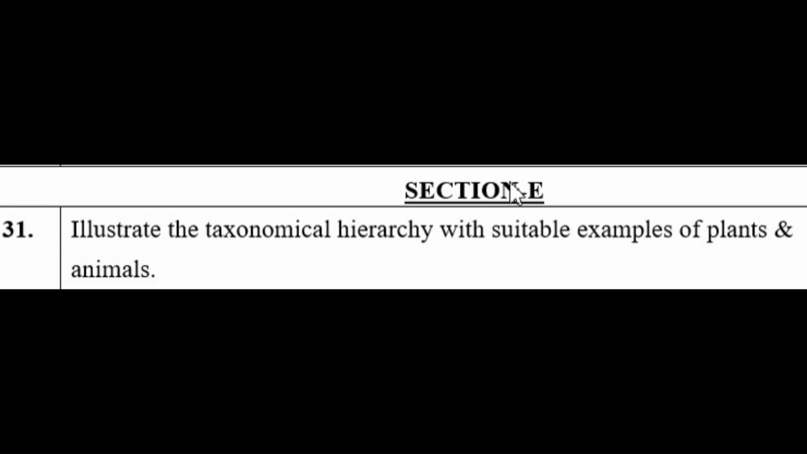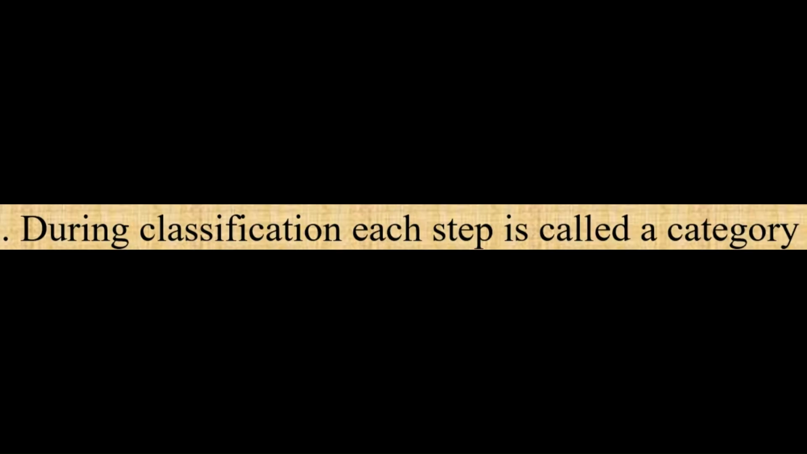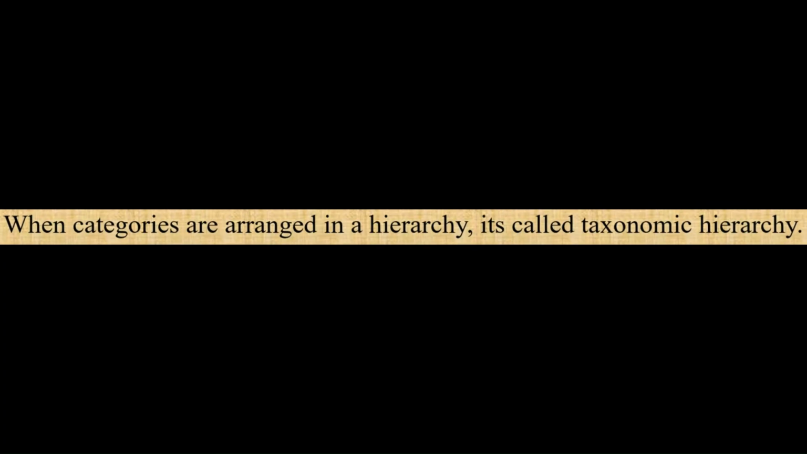Section E, question number 31. Illustrate the taxonomical hierarchy with suitable examples of plants and animals. This is for 5 marks and it's an OR question. So during classification, each step is called a category. When categories are arranged in a hierarchy, it's called taxonomic hierarchy.